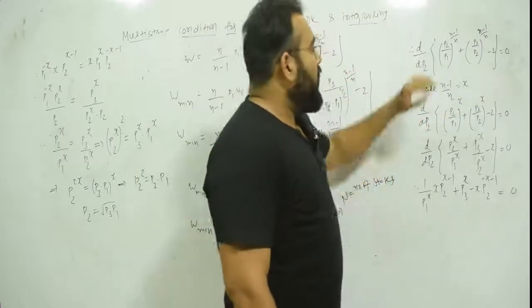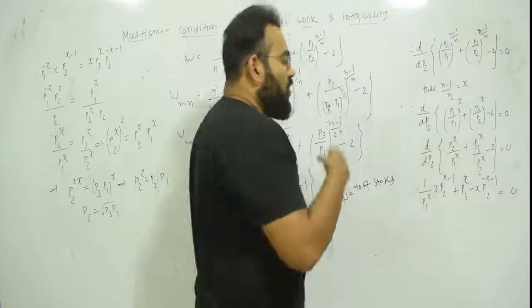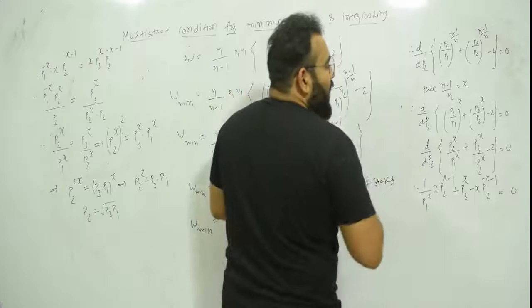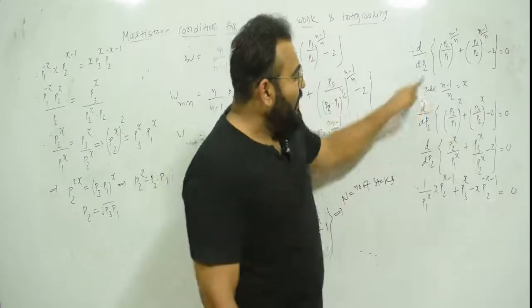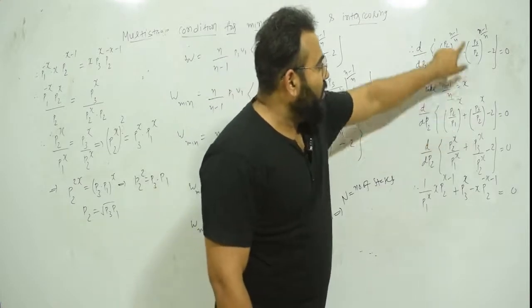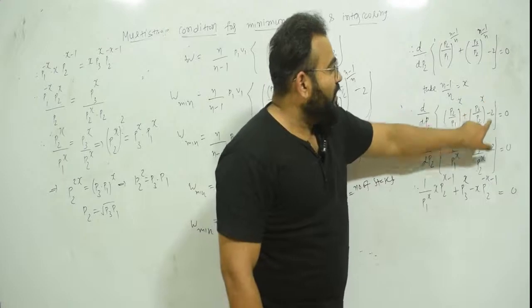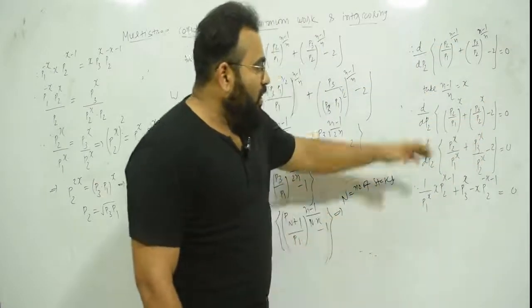So now what are we going to do? Here you can see n minus 1 upon n is over here. So I am going to assume n minus 1 upon n is equal to x. So I can write this equation something like this: d upon dP2, P2 upon P1 raised to x plus P3 upon P2 raised to x minus 2. Why? Because I have assumed n minus 1 upon n is equal to x. Now let us do the differentiation.